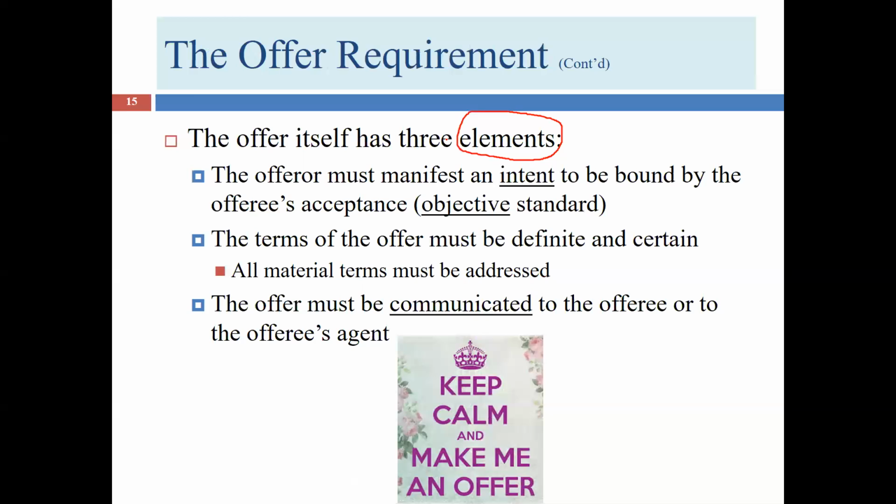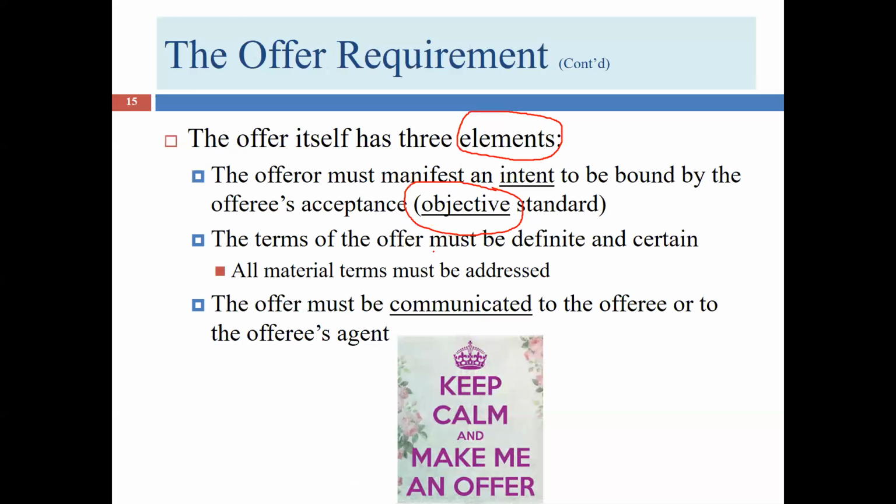The first is that the offeror must manifest an intent to be bound by the offeree's acceptance. And again, here is going to be an objective standard. So we're not focusing upon what's going on in the dark recesses of the offeror's mind, the quirks that exist in his or her mind, whether he or she has some weird aversion to French fries, or might be colorblind or some other peculiarity about that person. We're not interested in that. We're just assuming this is a garden variety, reasonable person.